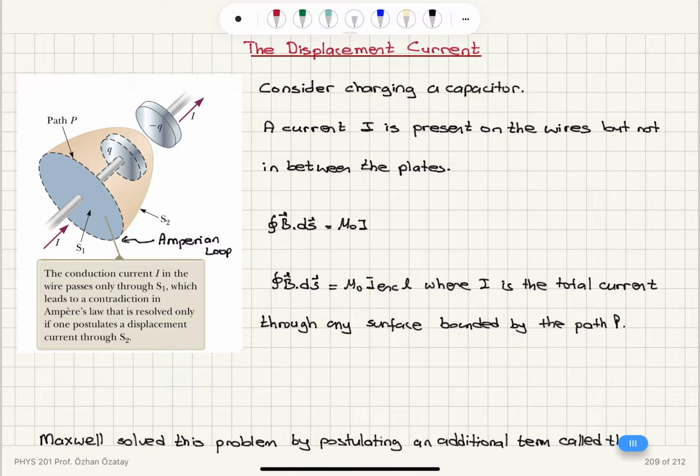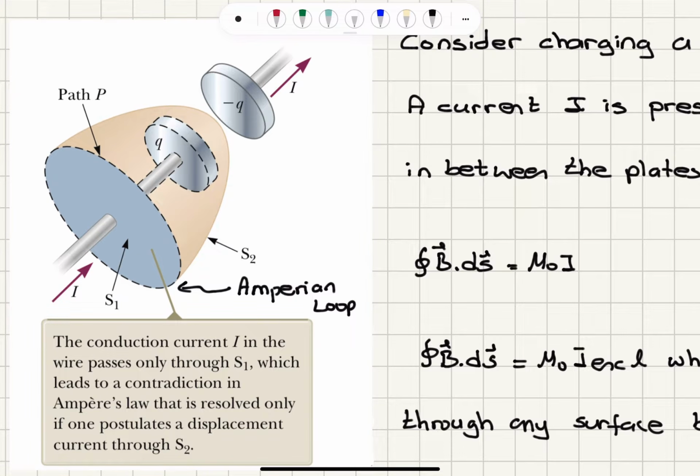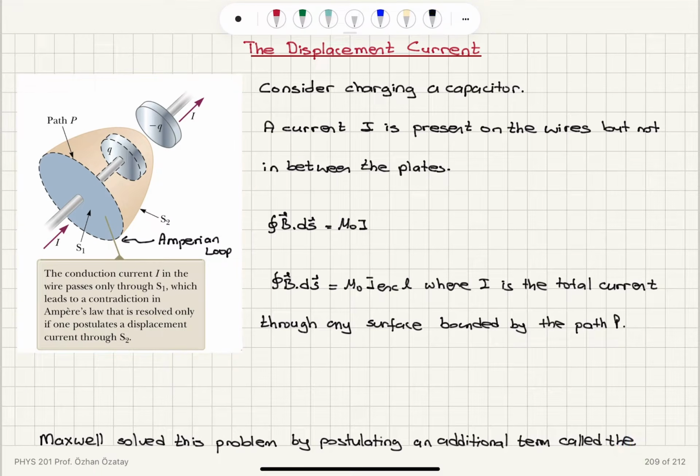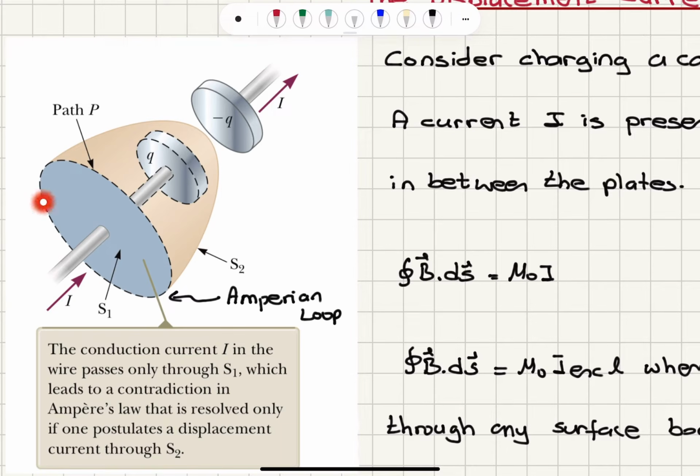If I write basically Ampere's law, the closed path integral B dot ds for this Amperian loop S1, I see that this is mu 0 times the current enclosed by this loop. The current enclosed by this loop is I, so this is going to be equal to mu 0 I. That's because according to Ampere's law, the closed path integral B ds is mu 0 I enclosed, where I is the total current through any surface bounded by the path P. So this is the path P.